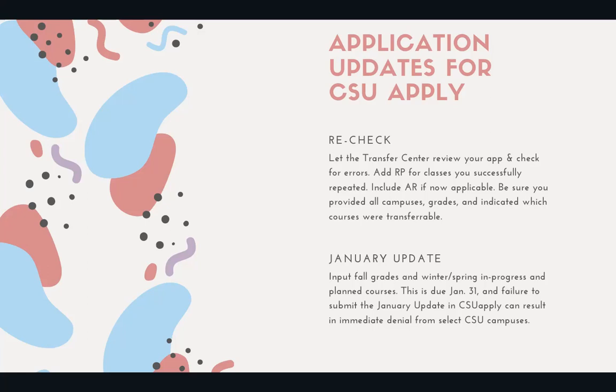And then, like I said before, it's due January 31st. You need those fall grades in there. The winter spring schedule needs to be accurate. And if you do not get it done by January 31st, you can get immediate denial from select Cal States. The one that loves to do that is Cal State LA. So do not let yourself get auto denied for not getting this done, okay? Just finish it up and you'll be good to go.